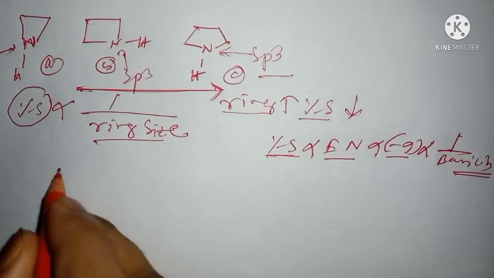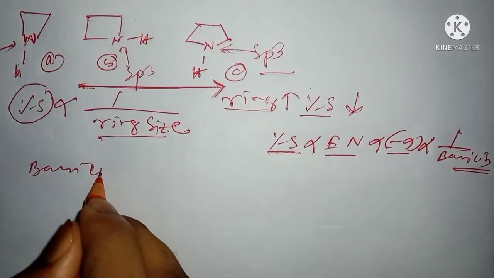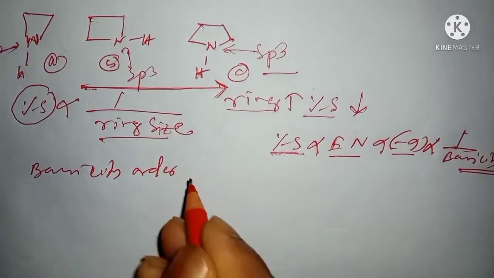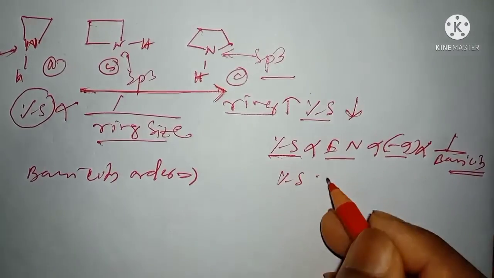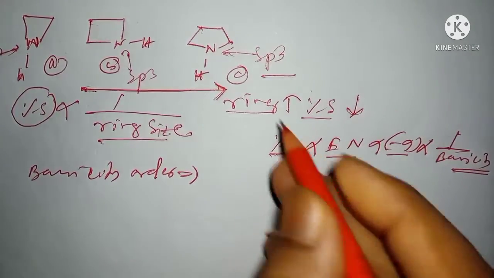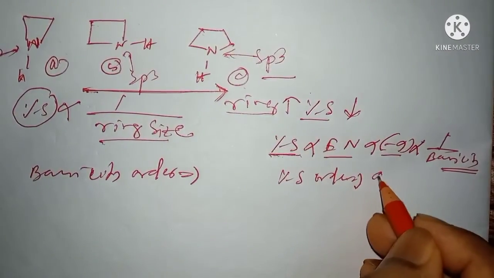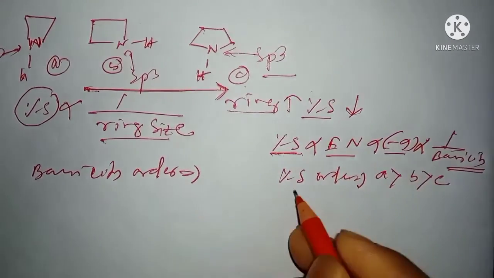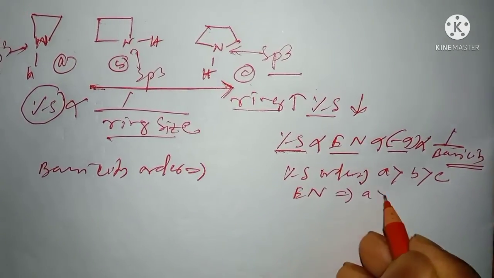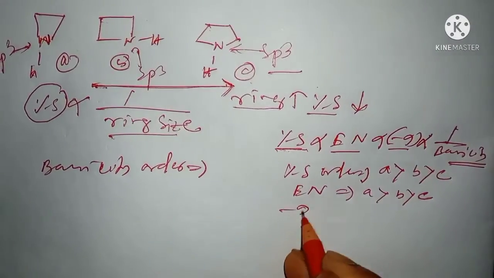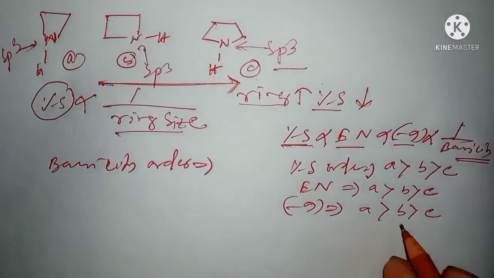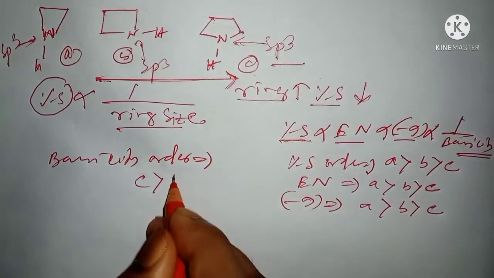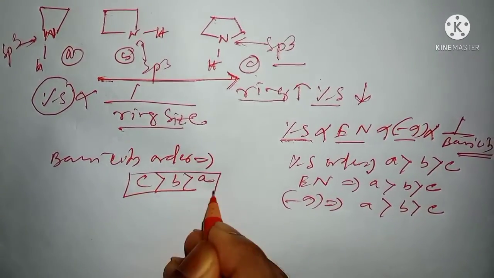Now the basicity order. First discuss the minus I effect, percentage of s character order: this is A greater than B greater than C. Now electronegativity order is similar, A greater than B greater than C, and the minus I effect is similar, A greater than B greater than C. Now the basicity order is reverse, so this is C greater than B greater than A. This is the basicity order.